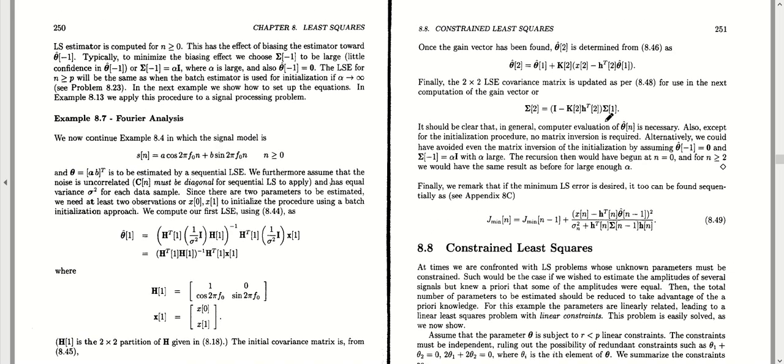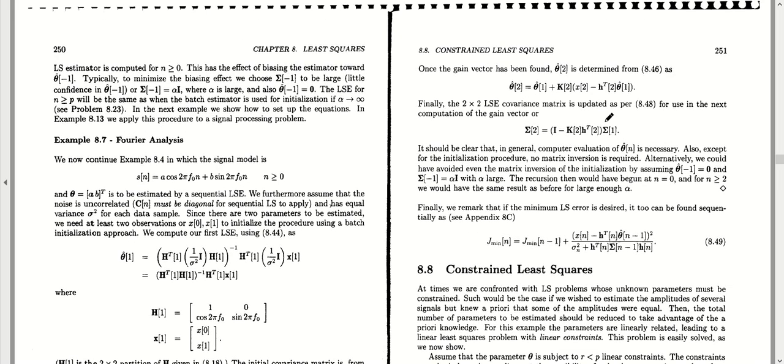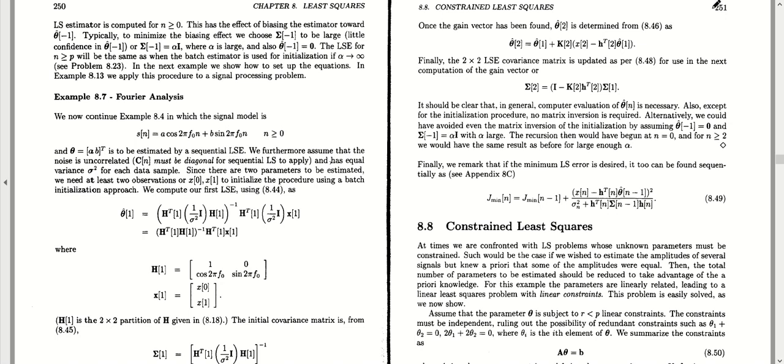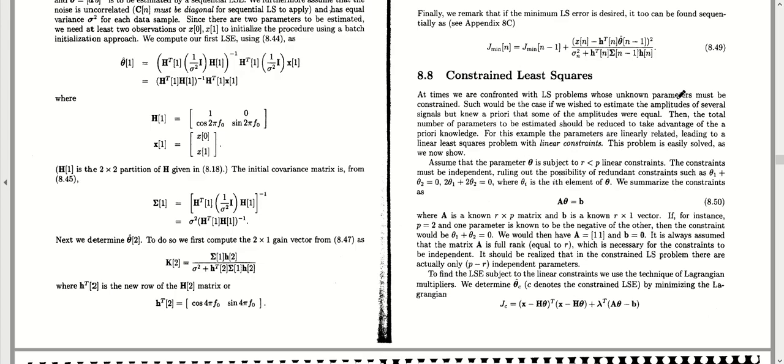Okay, so let's skip some of the subsessions and come to this session at page 251. Okay, it's session 8.8. We'll be doing constrained least squares, constrained least squares.